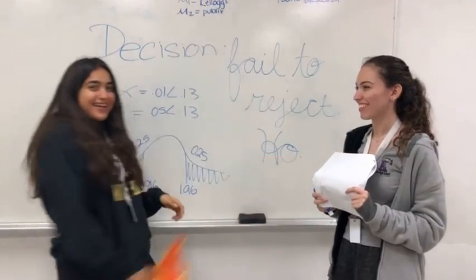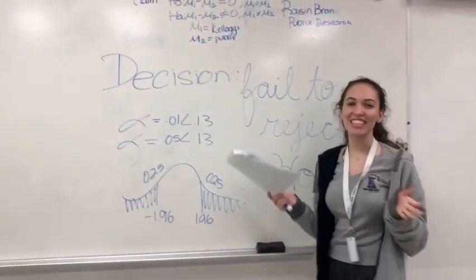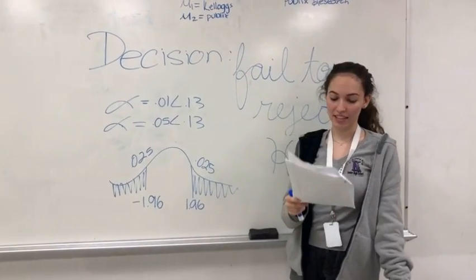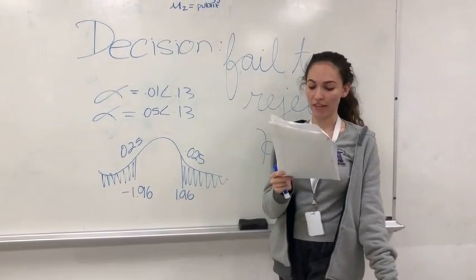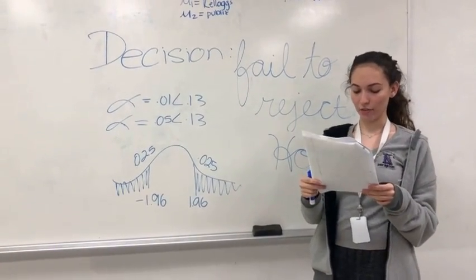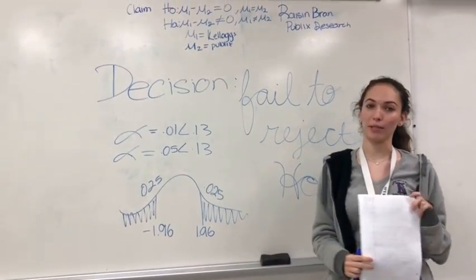Decision time! Okay, so our final decision is we fail to reject the H0. At the 1% and 5% significance levels, there's not sufficient evidence to warrant the rejection of the claim that there's no significant difference in the number of raisins in Kellogg's and Publix brand.